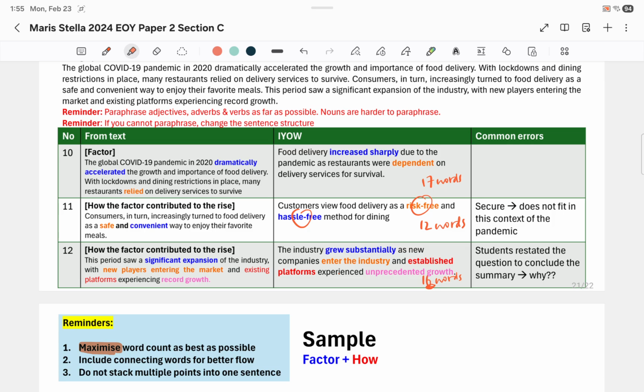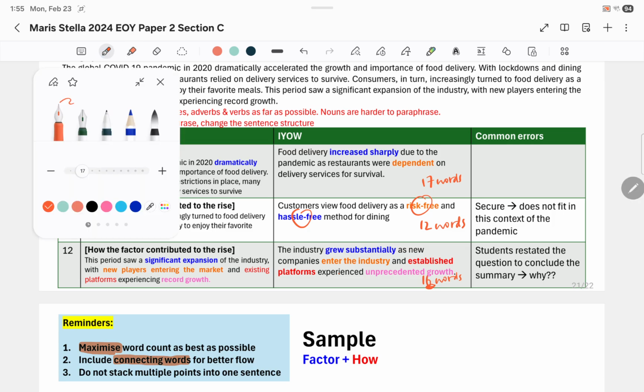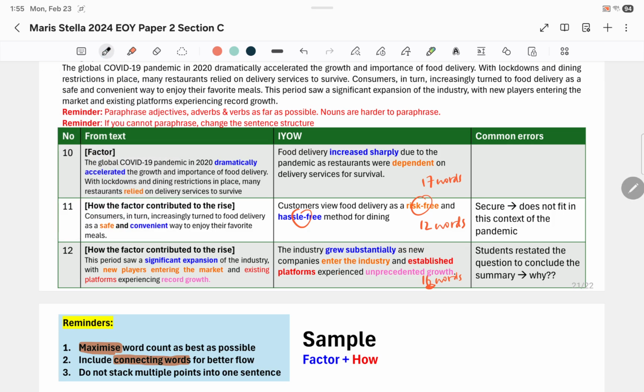I try to include some connecting words, especially if they're asking you about pros and cons. Sometimes for your summary, they not only ask you for factors, they may ask you for problems, and then they may ask you for solutions. They may ask you for pros and cons. They may ask you for past and present. So these are the usual question types.